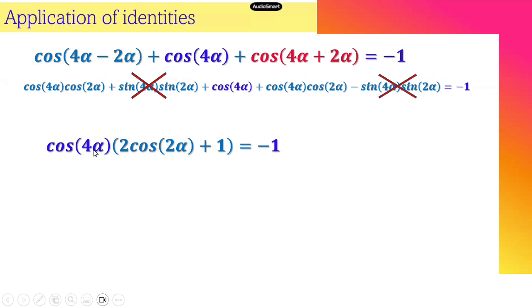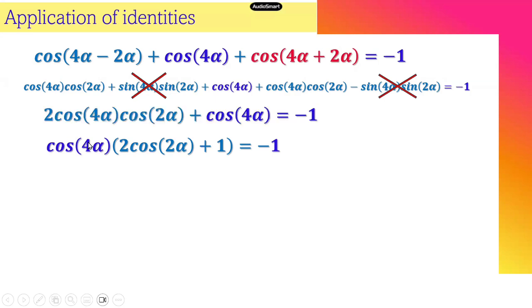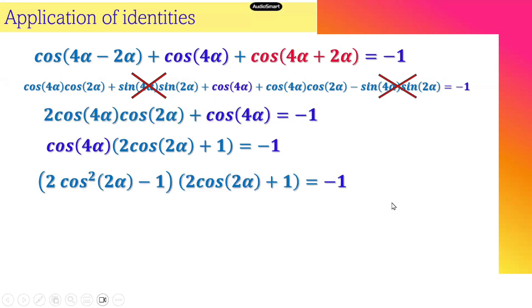Now we take this cosine 4 alpha to the half angle, so cosine 2 alpha. So this will be 2 cosine square 2 alpha minus 1. Cosine 4 alpha can be written as 2 cosine square 2 alpha minus 1, and this is as it is, 2 cosine 2 alpha plus 1. And this is equal to minus 1.